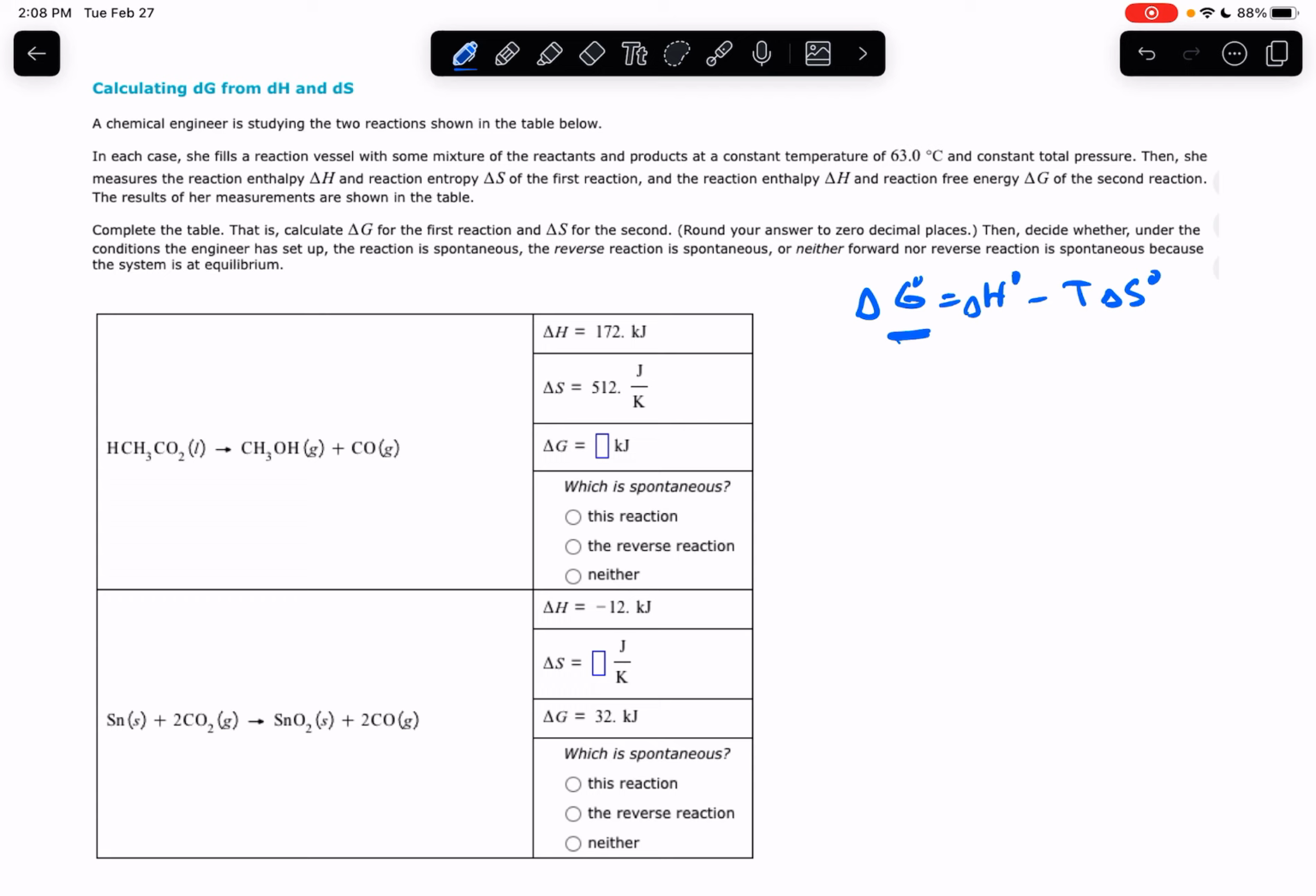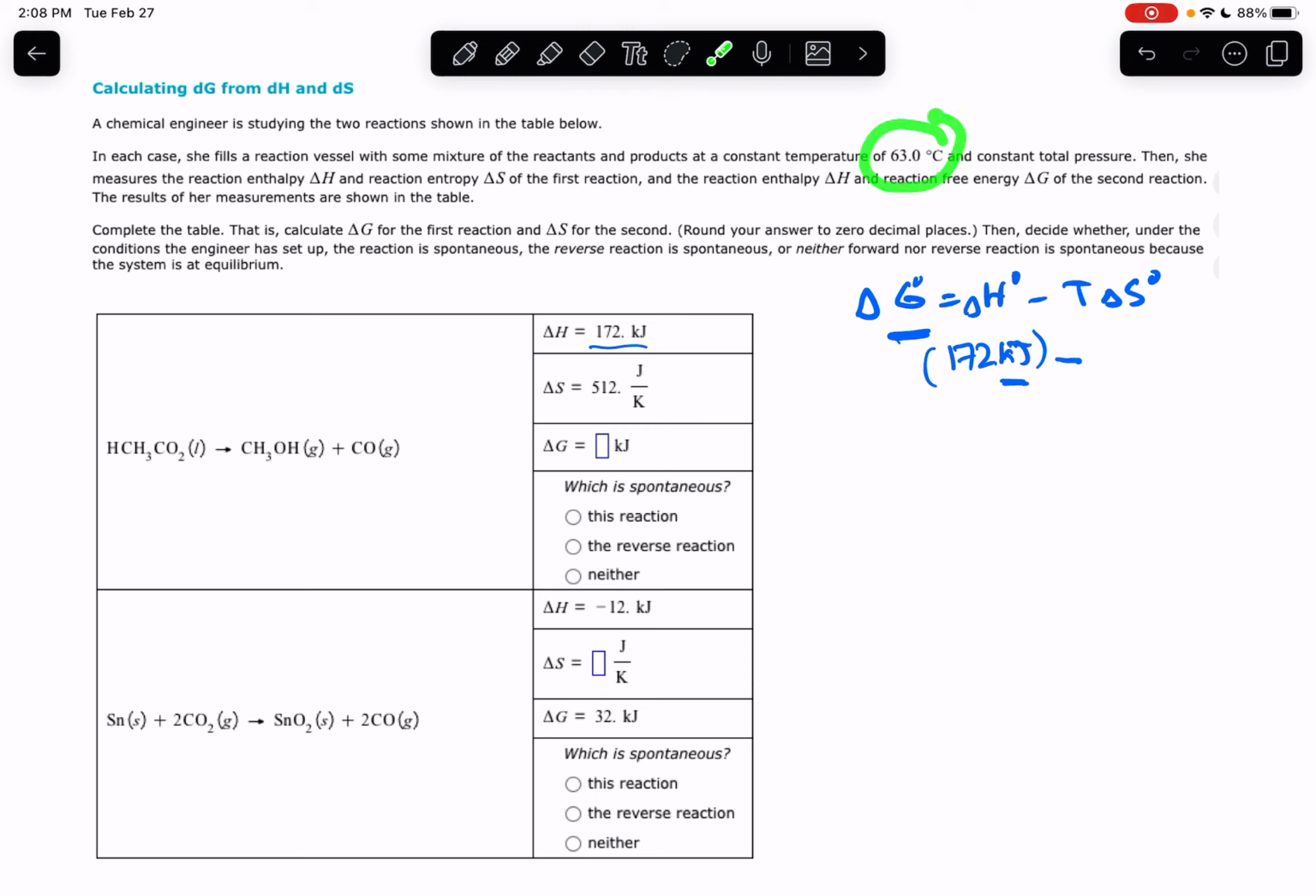Now, we're asked to solve for G. So we have to look through the information and see what they actually give us in the problem. And right off the bat, they give us our H, which is 172 kilojoules. And it's really, really important here to make sure that you note what units you have. And then we're going to subtract from that, and this is also really important.